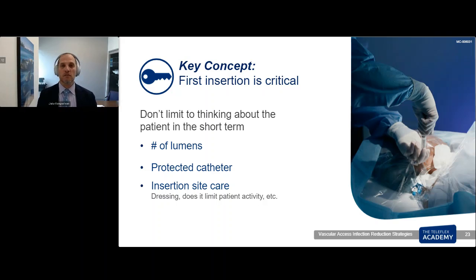Make sure that there's an occlusive, transparent dressing so people can watch the site and see if there are any signs of problems. Think about if it limits the patient's activity. Remember, it's very hard for a patient to ambulate when they have femoral access. Think about how you secure it. Make sure that you're suturing it so that it doesn't fall out or migrate, because that's going to increase the risk of bacteria sliding along the catheter.